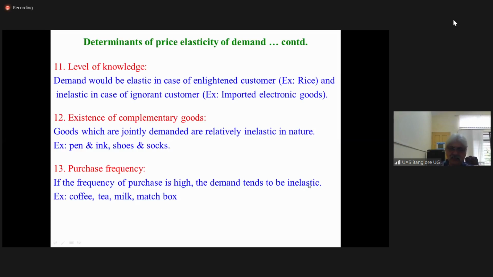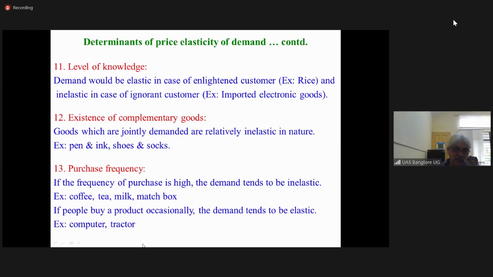They are relatively inelastic. But if people buy a product occasionally, not frequently, the demand tends to be elastic, like computer, tractor. Farmers don't purchase tractors every year. Once they purchase one, they'll use it for another 10 or 15 years. In such cases, the demand will be elastic.